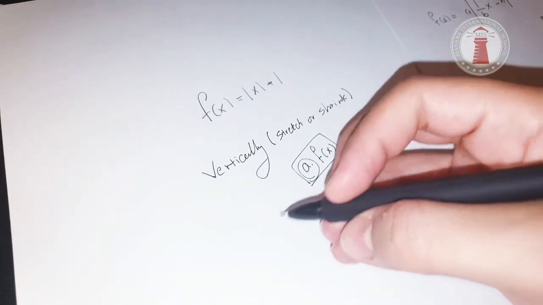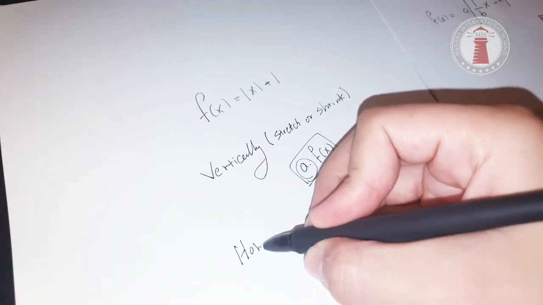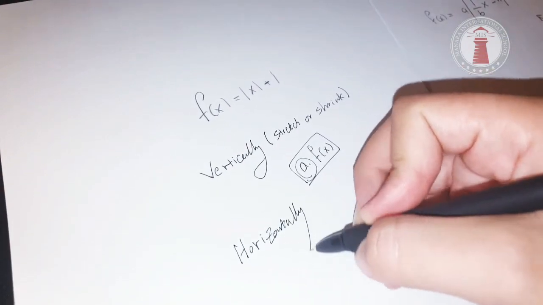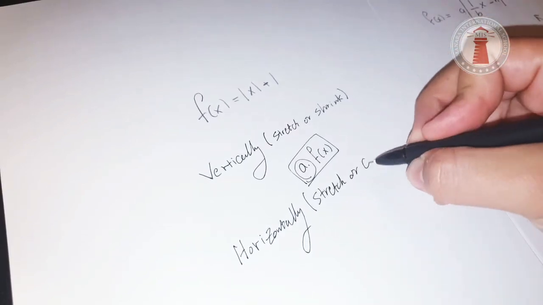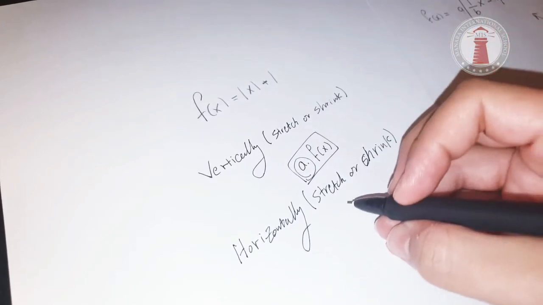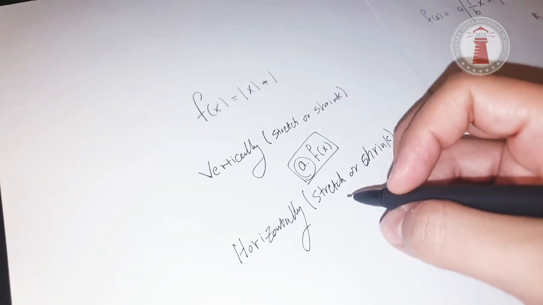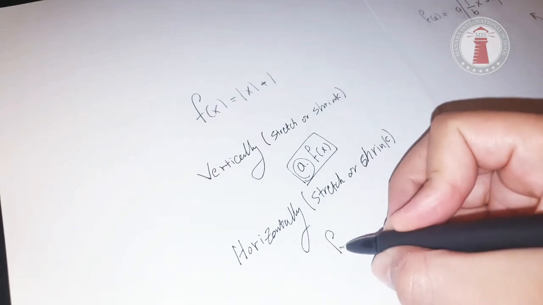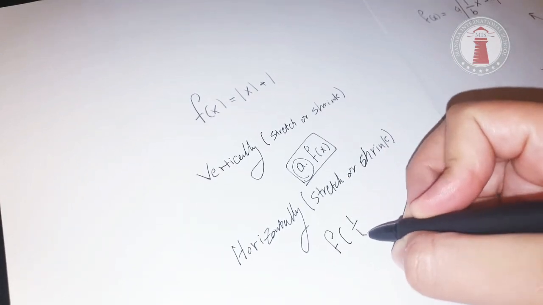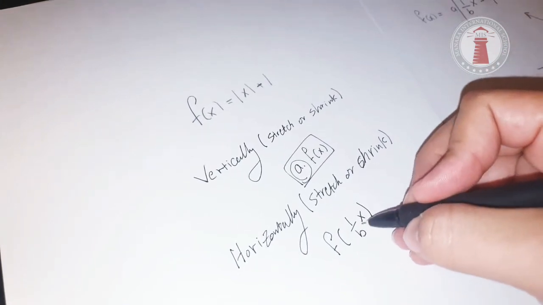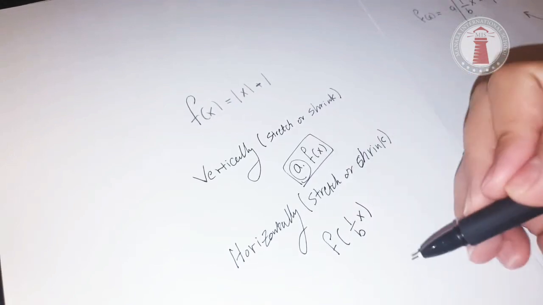Okay, for the horizontal, horizontally both stretch or shrinks, this means that the 1 over b is multiplied only by the x itself. So basically f of x is going to be f of 1 over b x. So the factor is multiplied by the x, not by f of x like in the other case.